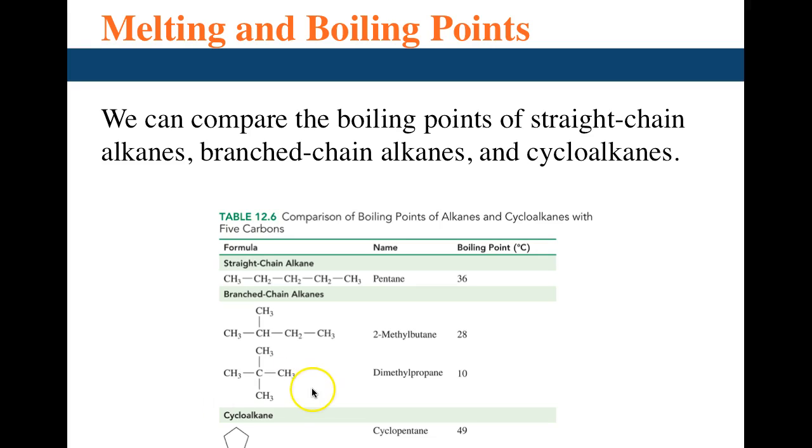So if you compare a straight chain alkane like pentane, a branched alkane like 2-methylbutane or dimethylpropane, and cyclopentane, they all have 5 carbons. And if you compare their corresponding boiling points, you see that cyclopentane has the highest boiling point, followed by the normal pentane. The more branches, the lower the boiling point.